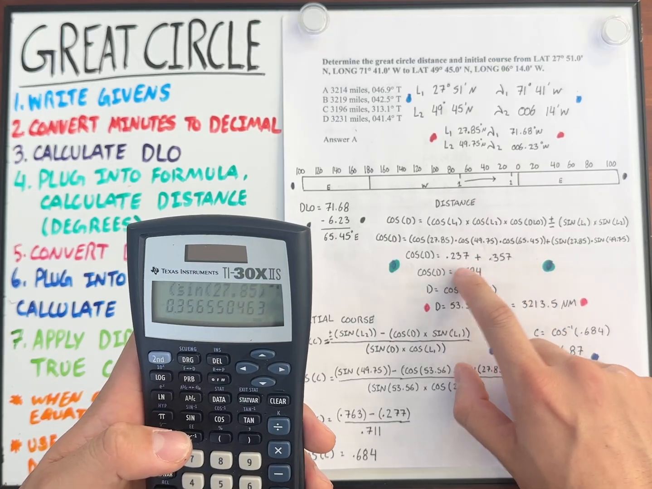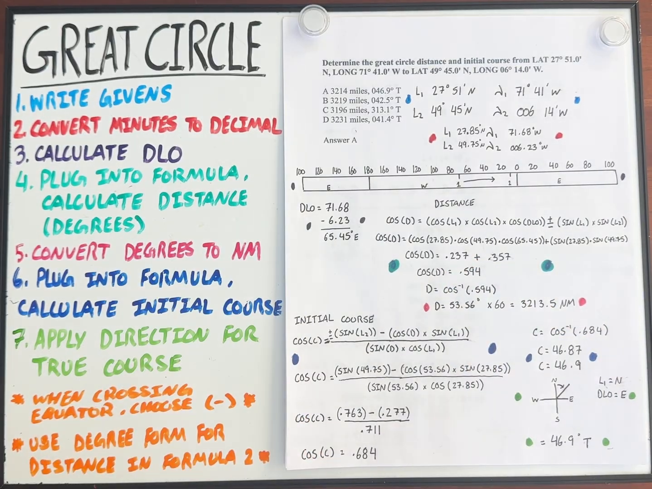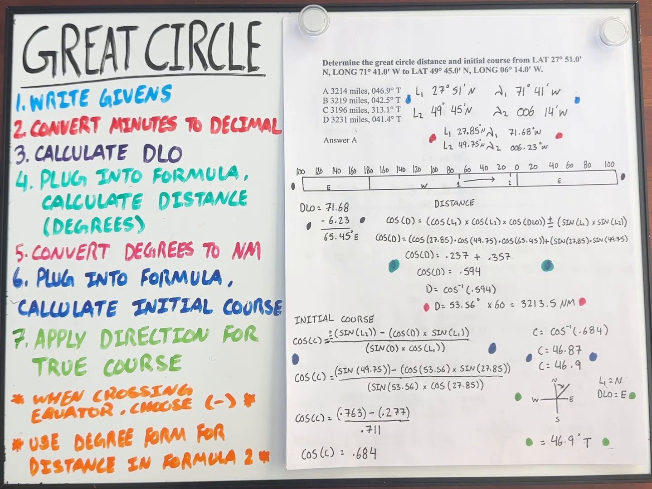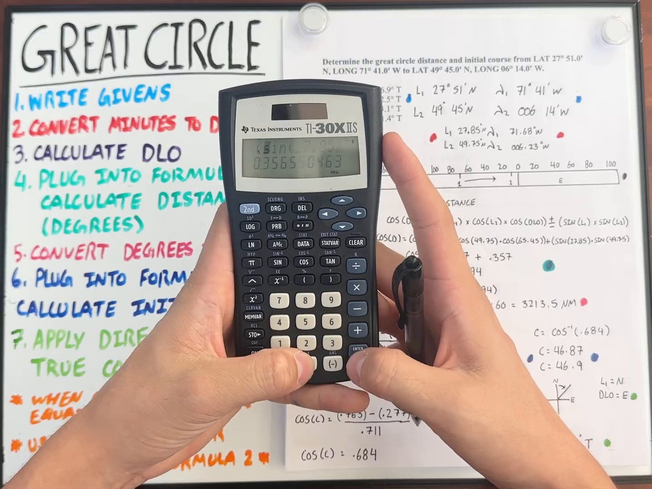So 0.237 plus 0.357. How do we know whether to add or subtract, which symbol we're choosing, the addition or the subtraction symbol? If we're crossing the equator, we subtract. The way you do this is by looking at your lat 1 and your lat 2. Both of these are in the northern hemisphere, meaning that we're not crossing the equator. So we're going to use a plus sign here.